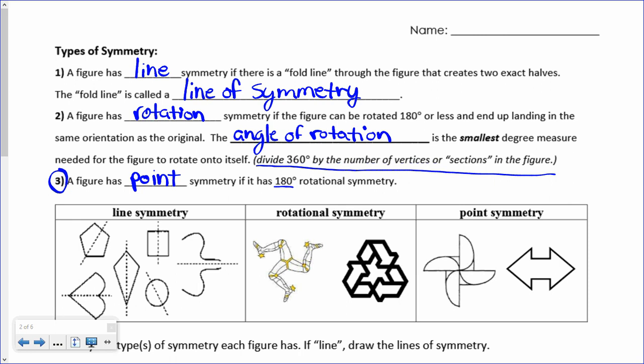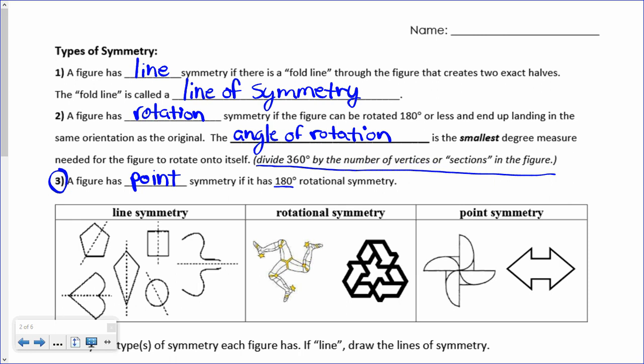If I had a circle drawn on your piece of paper and you turned it upside down, would you notice that the circle had moved? No. So that would be point symmetry. If you can just turn it upside down and it looks exactly the same, that's point symmetry. Okay? So some figures have it, some don't.